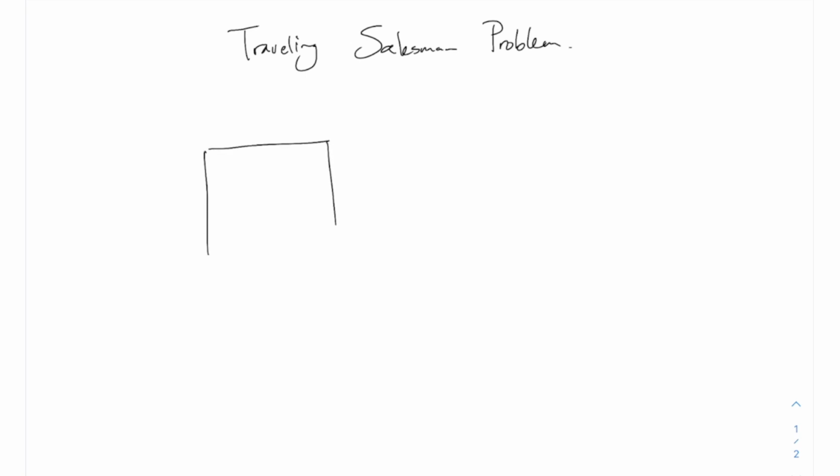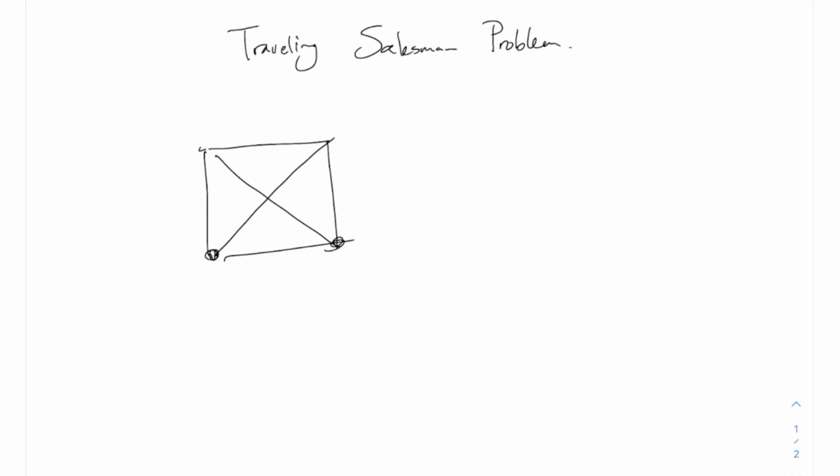We are going to talk some more today about the traveling salesman problem. Remember, this is about finding Hamilton circuits in a complete graph with weights on it. You know, something like this.